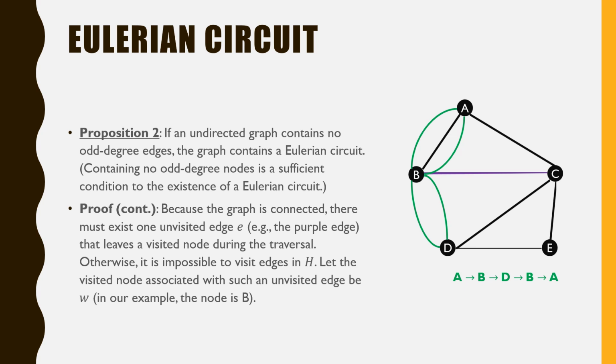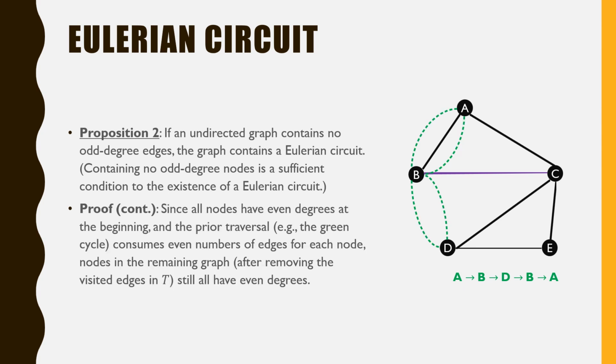In our example, the unvisited edge E could be the purple edge shown in the figure on the right, and the previously visited node W could correspond to node B. Now, let's remove the set of traversed edges T from the graph.